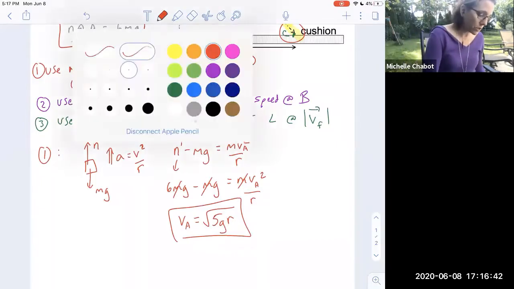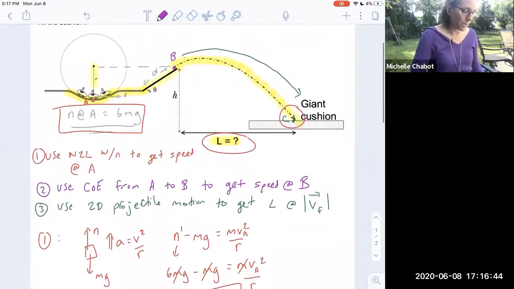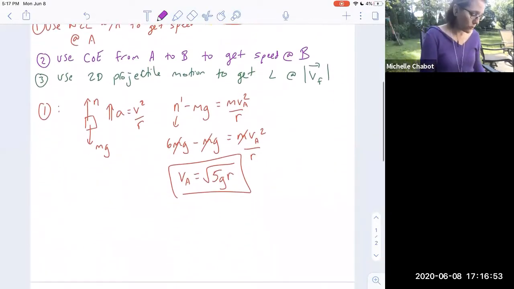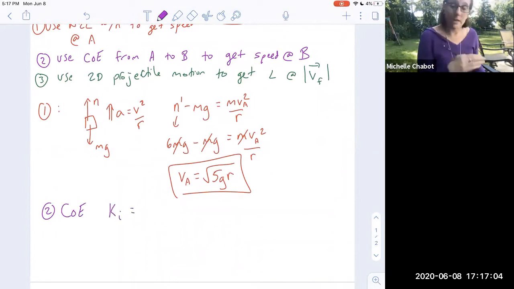Now I want to do my conservation of energy step, from the bottom where I just found the speed to that higher height. There's no springs, there's no friction, so it's a really straightforward conservation of energy step. I'm going to have my kinetic initial, and I'm going to take that to be my lowest point, so no gravitational potential energy, equal to K final plus UG final.